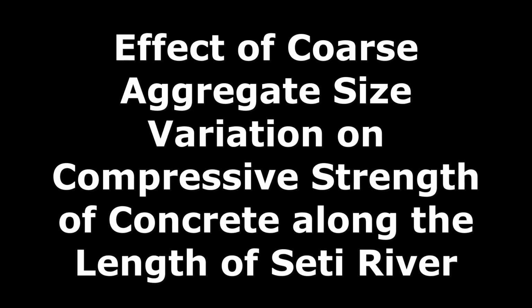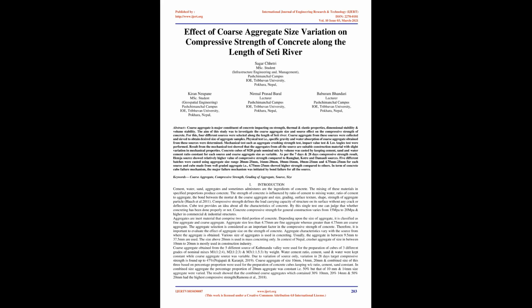Effect of coarse aggregate size variation on compressive strength of concrete along the length of Seti River. Abstract: Coarse aggregate is a major constituent of concrete impacting strength, thermal and elastic properties, dimensional stability, and volume stability.